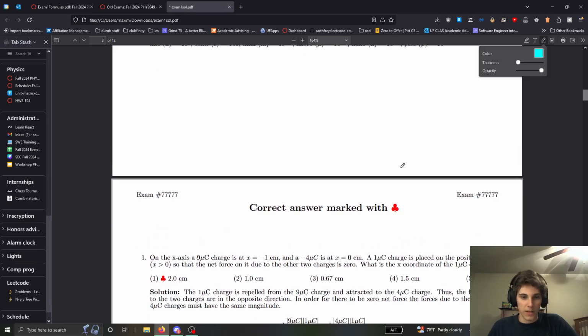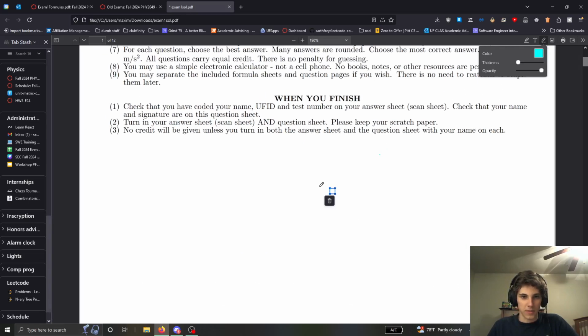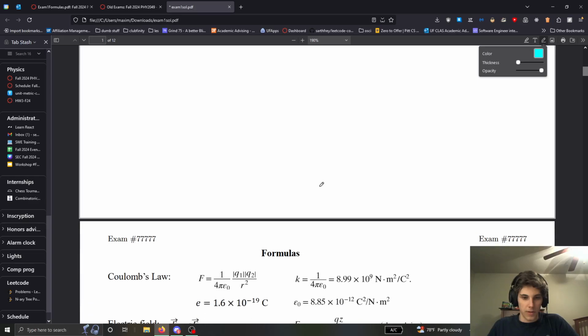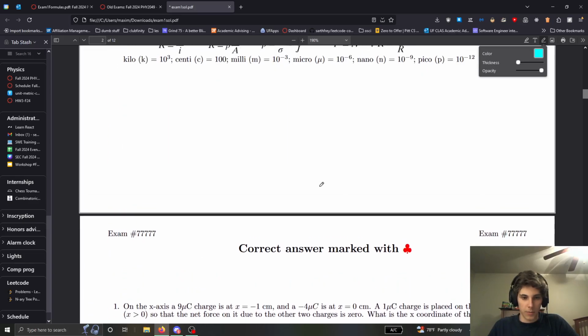All right, let's start with number 1. So on the x-axis, we have a charge at -1 centimeters with a charge of 9, and a charge at 0 centimeters with a charge of -4. And we place a charge such that it's equalized.